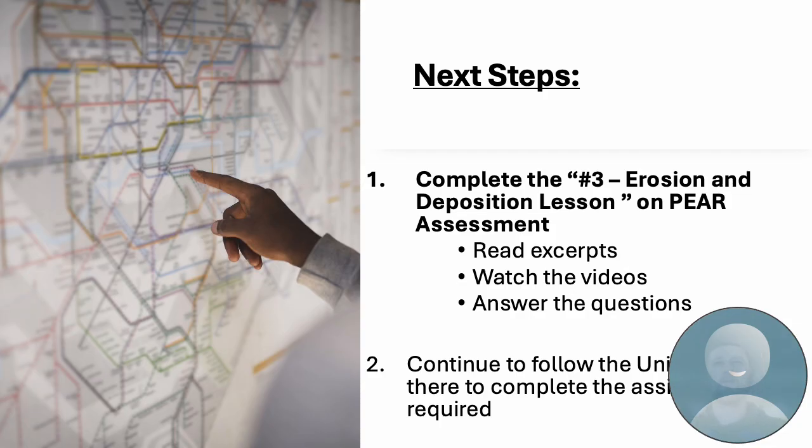All right, so next steps. Like I said, this video was really just meant to introduce you to some of the major components of erosion and deposition, like water and wind. The next assignment, complete number 3 on the pair assessment, the erosion and deposition lesson. That includes everything from glaciers to water to wind and our gravity events, or mass movement, which is another term for gravity events. During that assignment, you're going to want to read the excerpts, watch the videos, and answer all the questions.